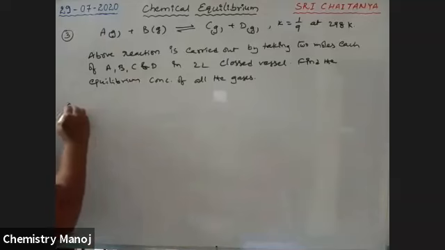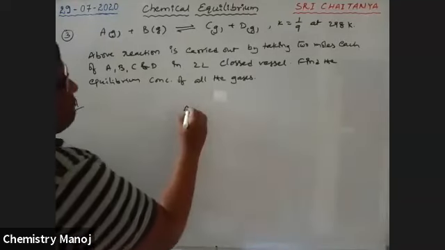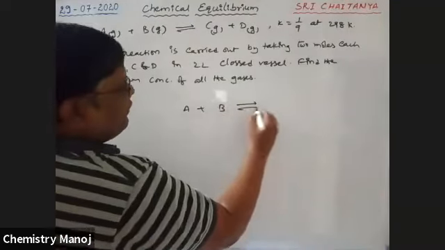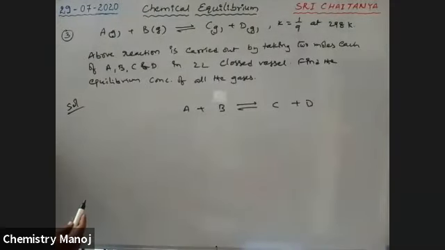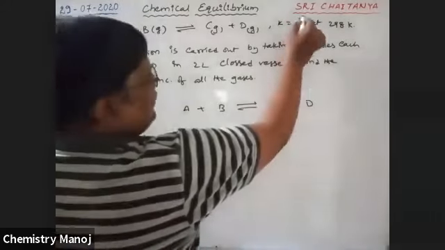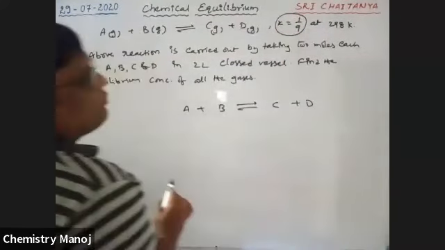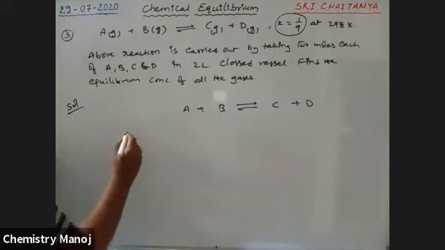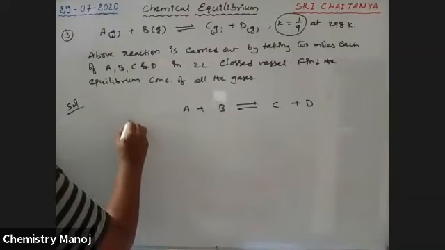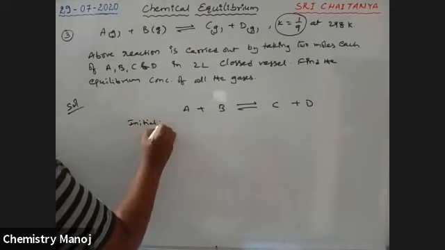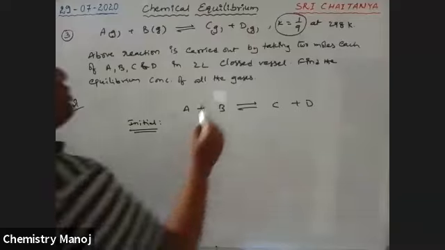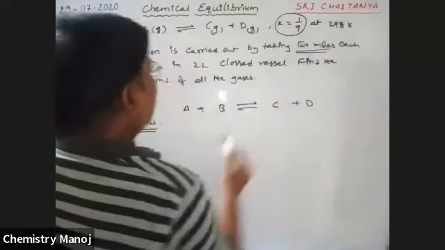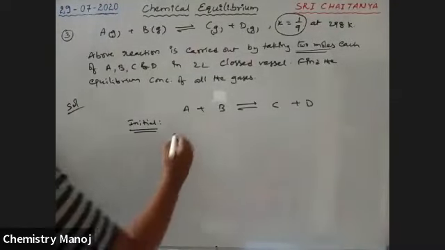See boys, there is a reaction. So what is that reaction? I'm giving the solution. See here, A plus B reversible with C and D. For this, the equilibrium constant is given to you. At the beginning, in the initial case, he considered 2 moles each of all the reactants and products. That is 2 moles.